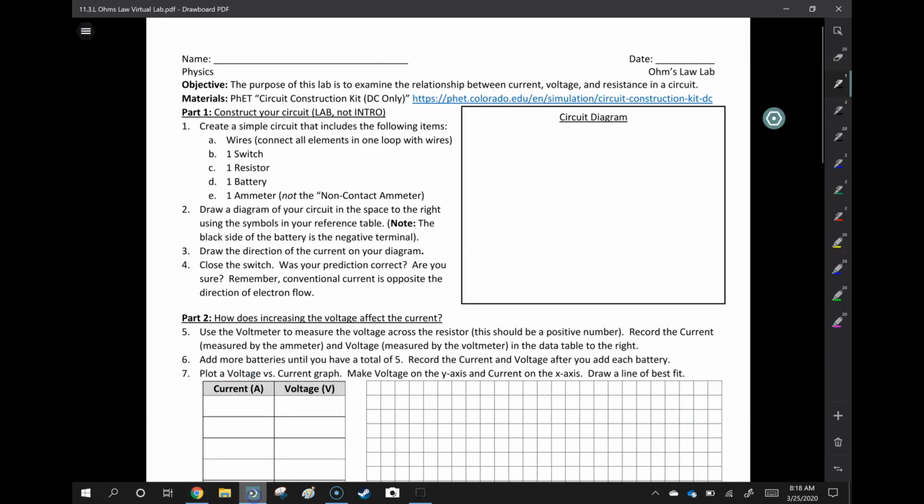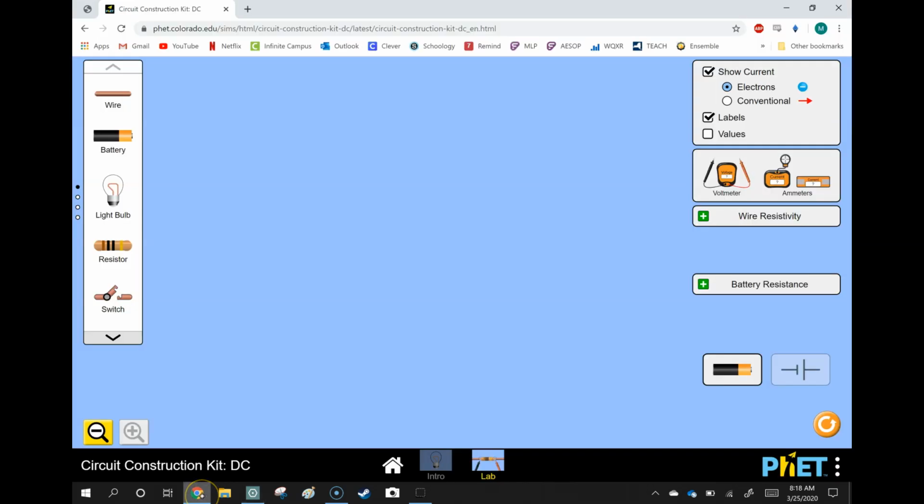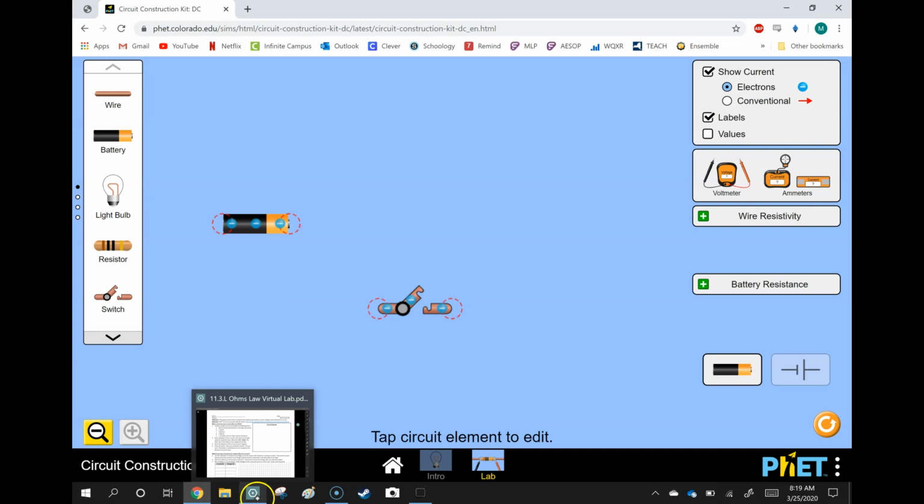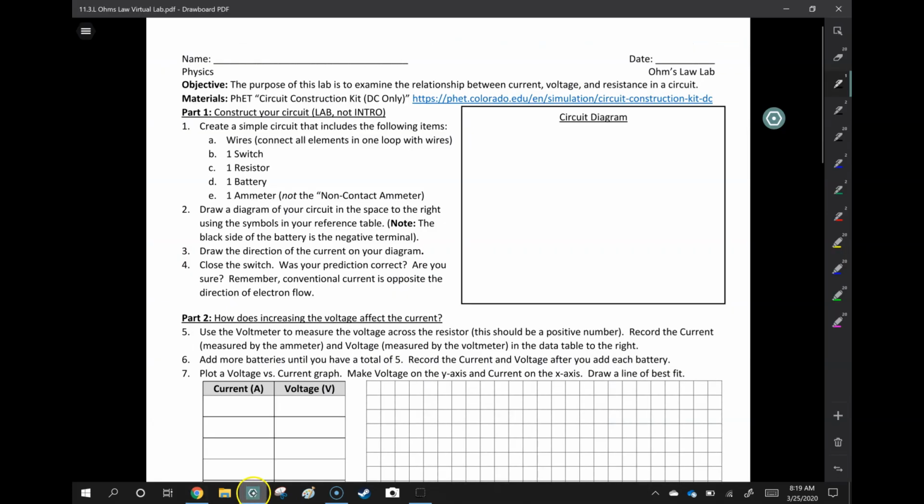We can make a circuit. It says create a simple circuit that includes the following items: wires, which connect all the elements in one loop. So you just want one loop, and I'll show you what that means. You're going to have a switch, a resistor, a battery, and an ammeter, not the non-contact ammeter. So we need a battery, we need a switch. What else did it say? A resistor or a bulb? What does it want? A resistor.